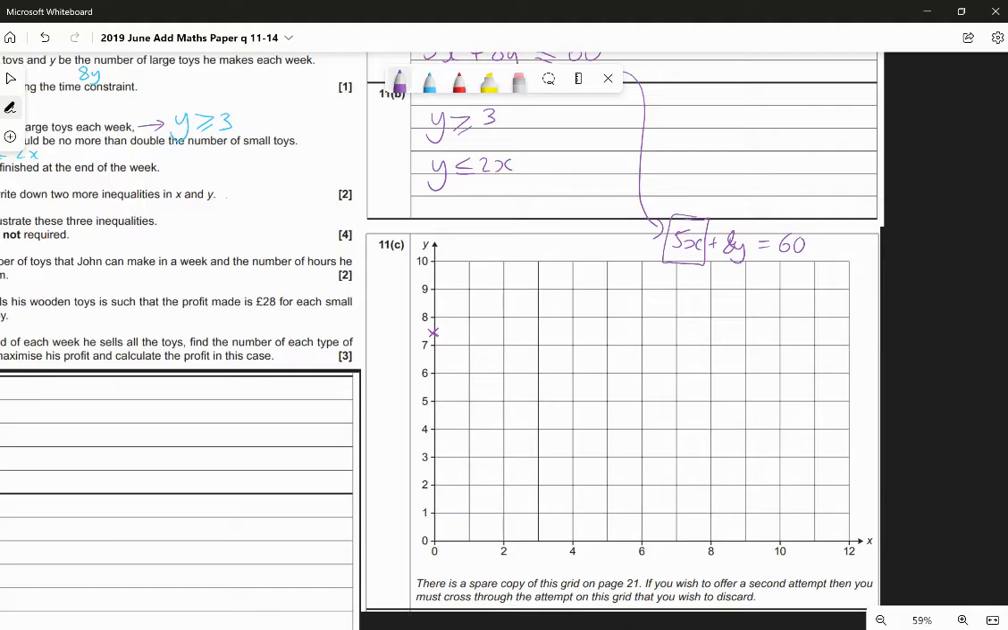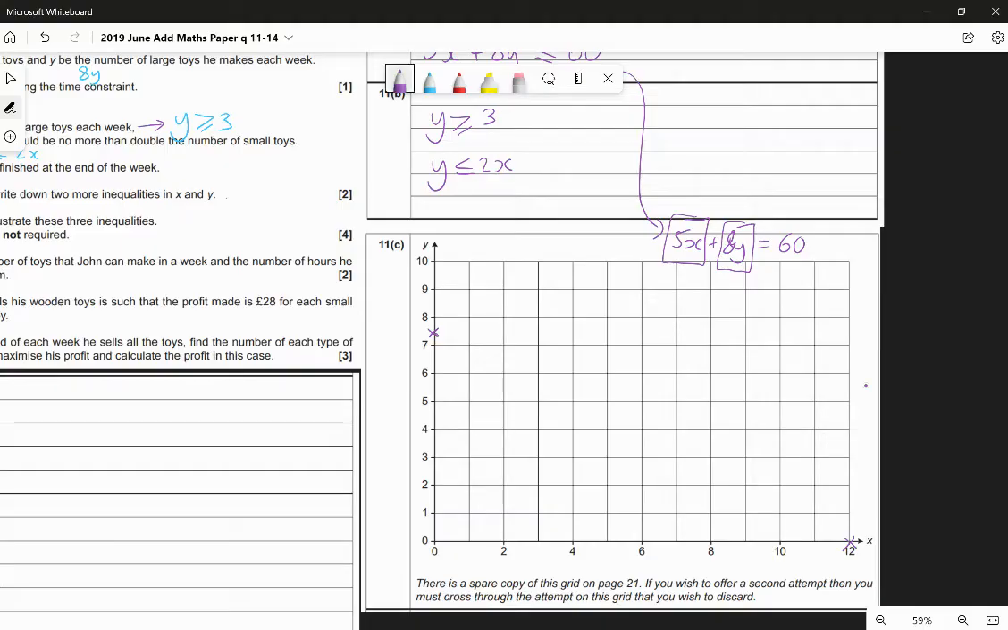Then I find the x-intercept. The x-intercept is when y is 0. When y is 0, you're on the x-axis. So if y is 0, 8y will be 0, and then 5x will equal 60. So then x will be 60 divided by 5, which is 12. And this is a linear graph. So that there'll be a straight line between those 2 points.